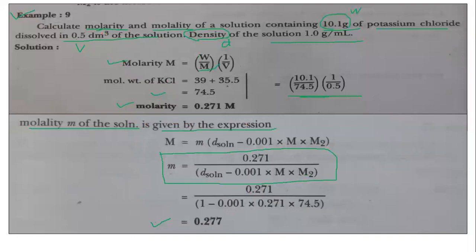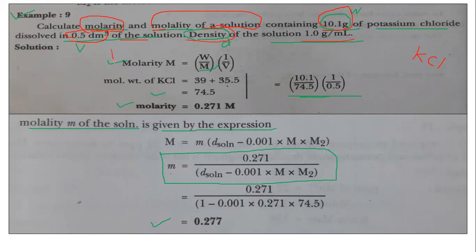See now the calculation. Calculate molarity and molality of solution containing 10.1 gram of potassium chloride, KCl. How much is it? 10.1 gram. For that solution, what do we have to do? We have to find out the molarity and molality, dissolved in 0.5 dm cube of solution. 0.5 dm cube means 500 ml or half liter. The density of solution is given, that is 1 gram per ml.